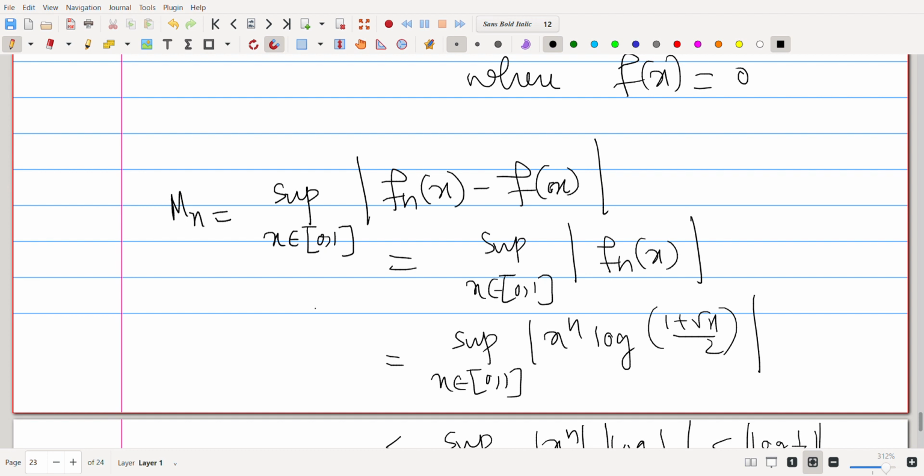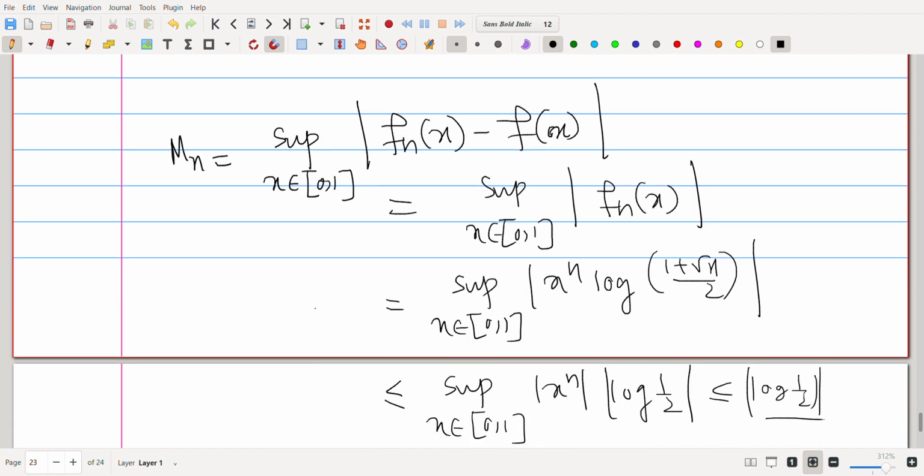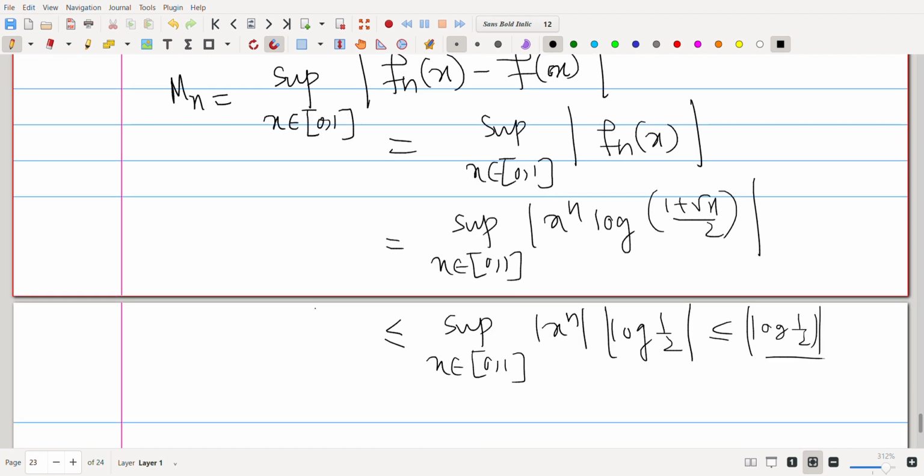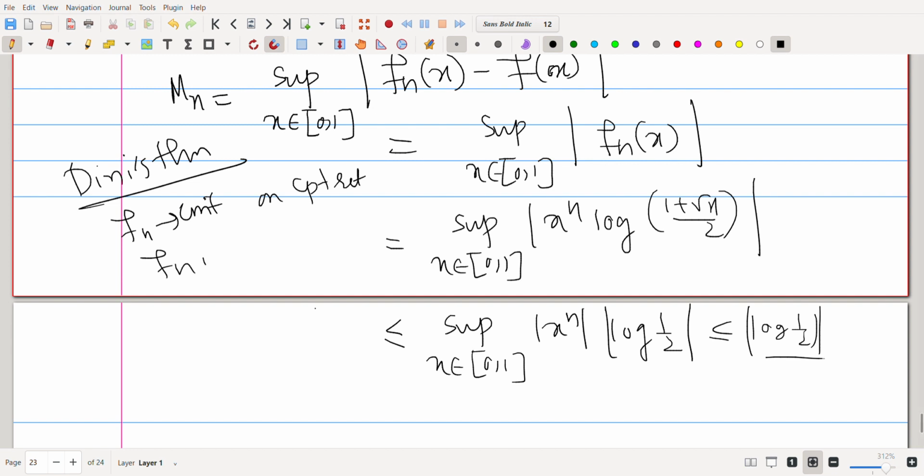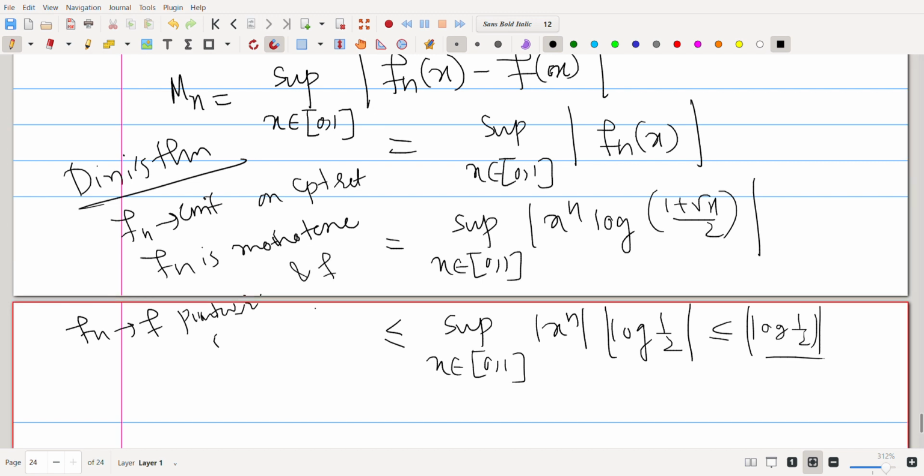For this particular question you need to use a very strong result called Dini's theorem, which you can find in any book where you have read the theory of sequences and series of functions. So what is Dini's theorem saying? It says that if f_n are continuous functions on a compact set, f_n is monotone, and f_n converges to f pointwise, and f is continuous, then f_n converges to f uniformly.